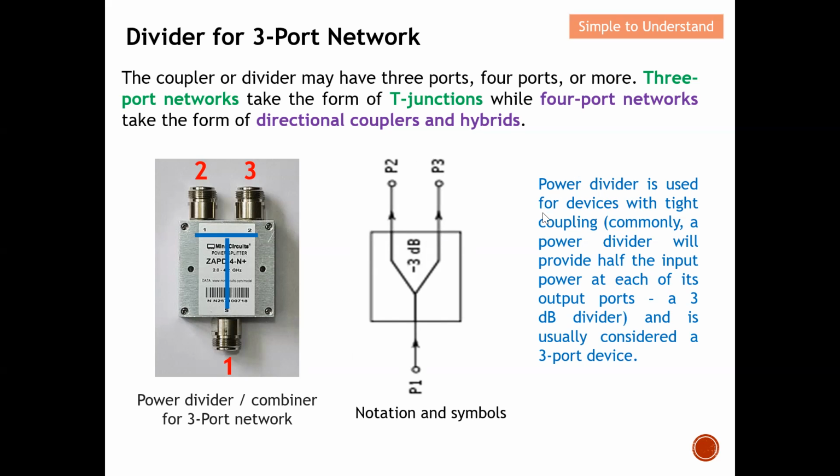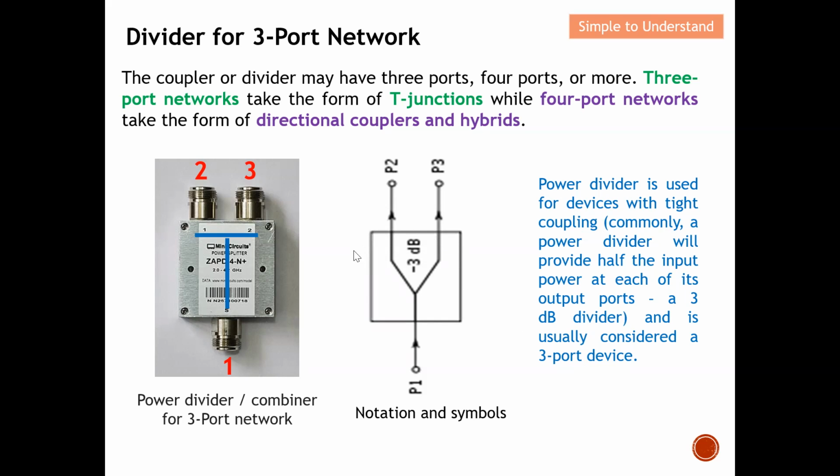Let's take a quick look at this here. The power divider is used for devices with tight coupling. Commonly, a power divider will provide half the input power at each of its output ports, which is known as a 3 dB divider, which I have illustrated earlier on. And typically, this is usually considered for a 3-port network.